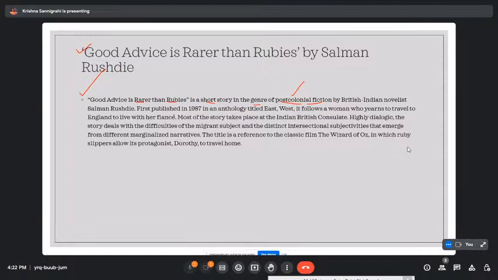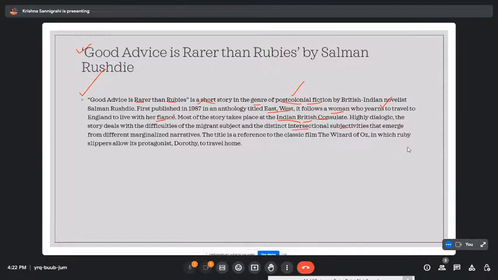First published in 1987 in an anthology titled East, West, it follows a woman who yearns, that is, who longs to travel to England to live with her fiancé. Most of the story takes place at the Indian British consulate. Highly dialogic, the story deals with the difficulties of the migrant subject and distinct intersectional subjectivities. The subject position of a diasporic character is really shaky. It's really difficult to define.